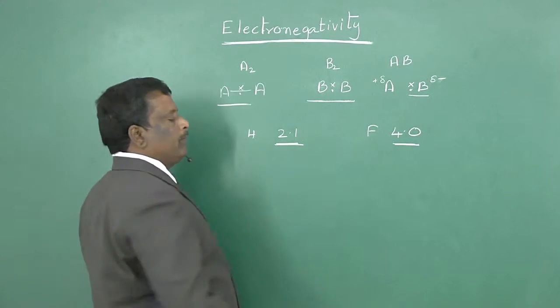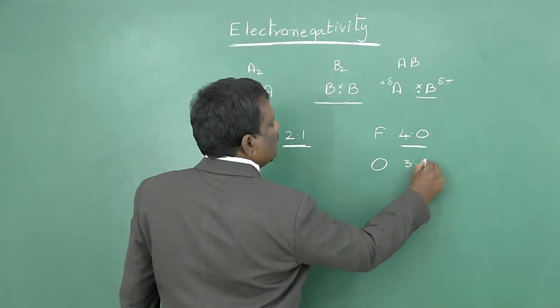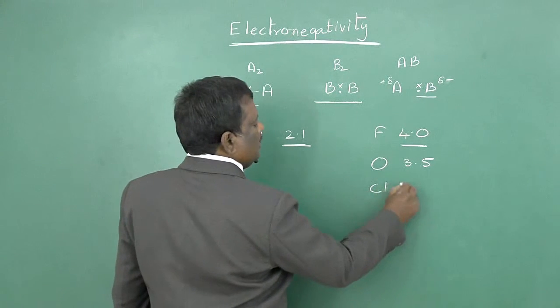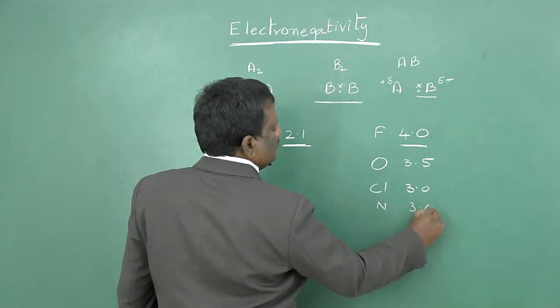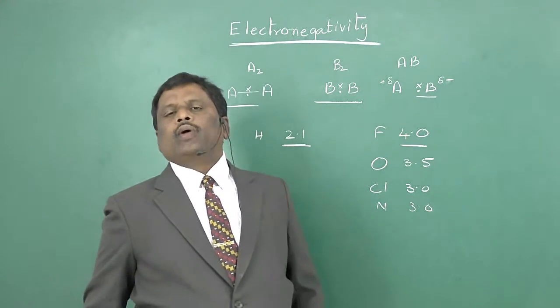Next to fluorine, the other element is oxygen, whose electronegativity value is 3.5, and both chlorine and nitrogen have 3.0, so that he could calculate the electronegativity values of many elements.